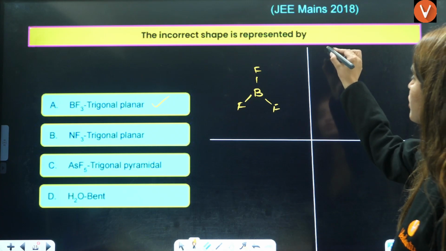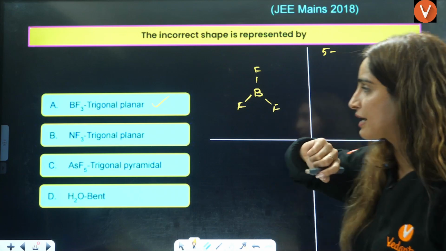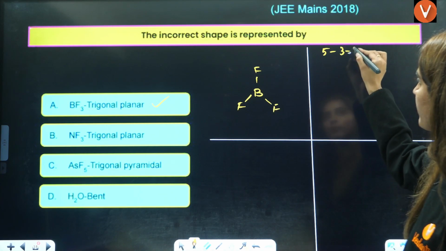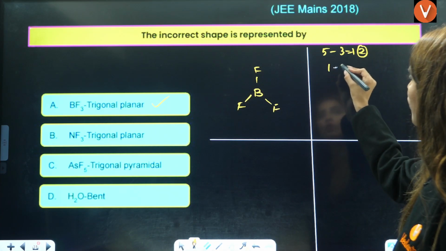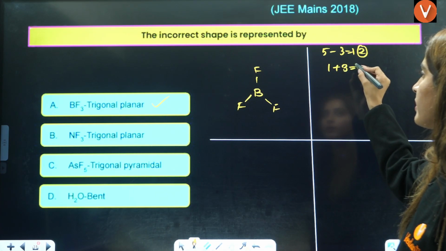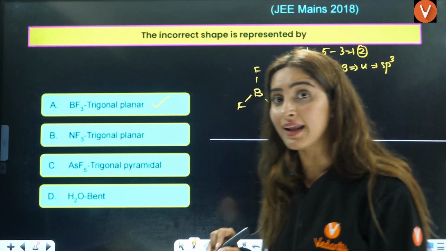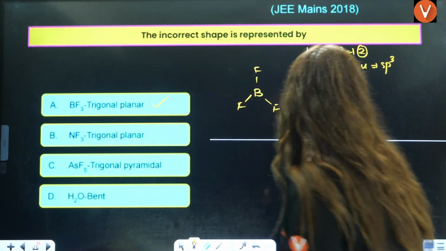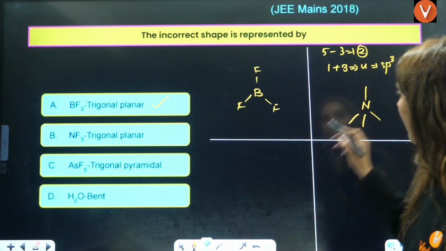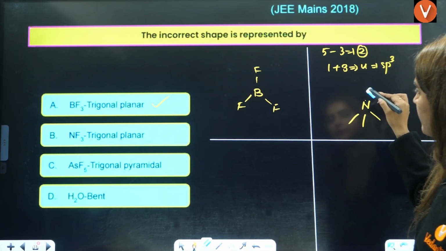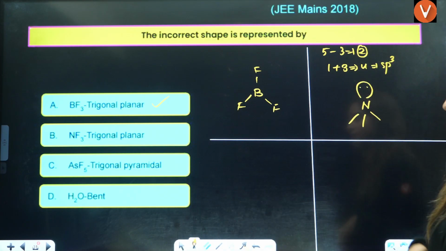NF3. Nitrogen belongs to group number 15, means 5 outermost electrons minus 3 bond pair, it is 2. That means 1 lone pair you have here, right? 1 lone pair plus 3 bond pair, it is 4. That means it is sp3. So its geometry is tetrahedral. That means here you will have N and 1, 2, 3, 4. But out of this, 1 bond pair is replaced by the lone pair, right?